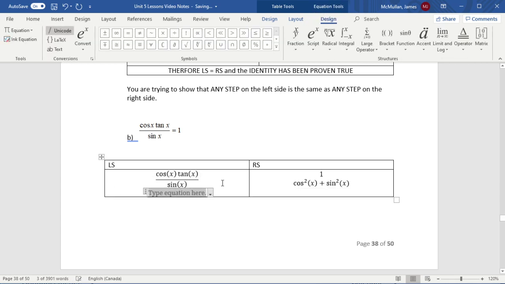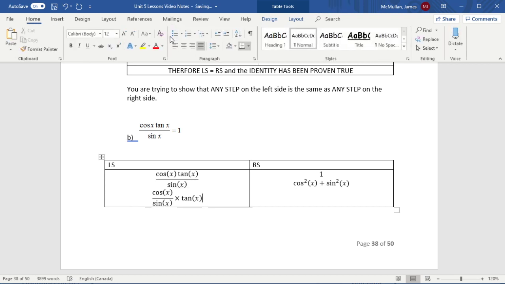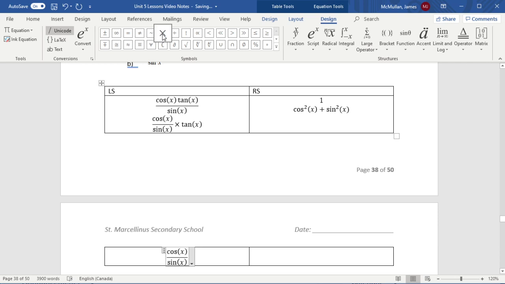The left side, though, I might be able to do something with. I know that tan can be replaced by sine over cos, so let's write this. Cos x over sine x, right, times, right? So I'm just sort of shifting the tan over there. I know I'm allowed to do that because it's still multiplying. It's not like anything was adding here. So we can do this. Then I'm going to say cos x over sine x times, I'm going to replace tan with what I know tan is equal to, sine over cos.